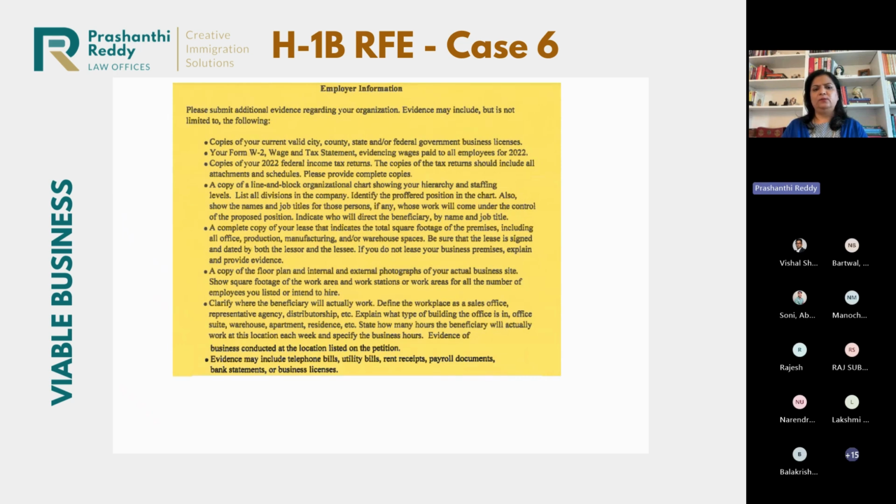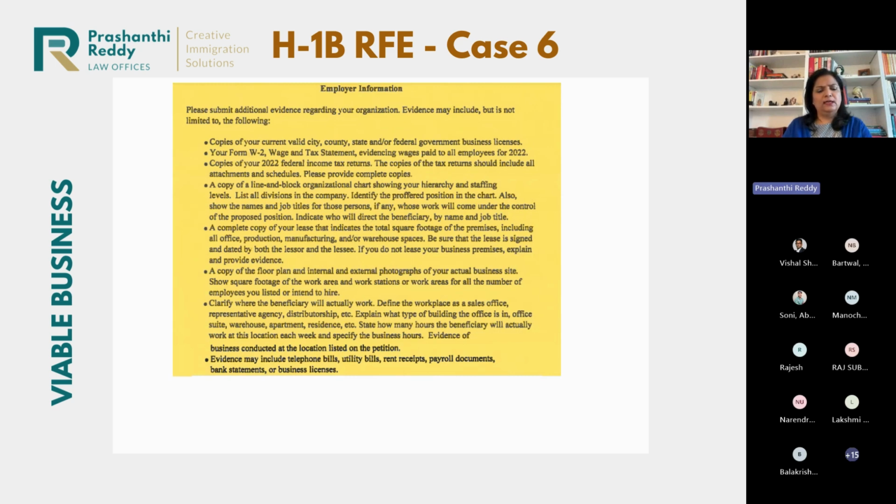This is the last slide. We have to show that the business is viable. Usually, if it's a consulting company or even otherwise, if you have not submitted documentation to show why you're required to hire this person, so if you don't submit the MSAs, POs, and work orders, etc., then in that situation, usually they will ask for this kind of an RFE where you have to submit proof that you are actually a viable business and you're doing sufficient work to show that you have a job for this person.